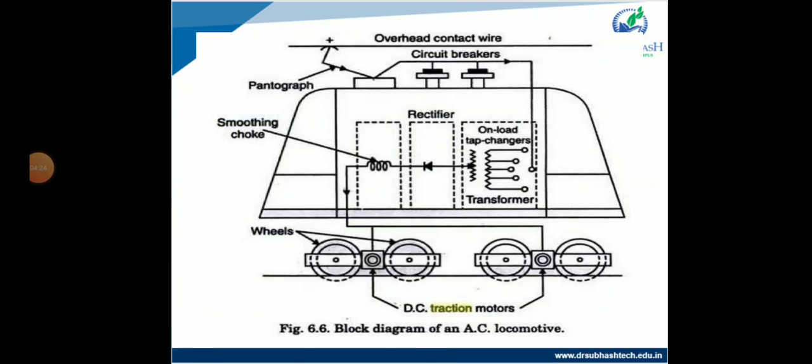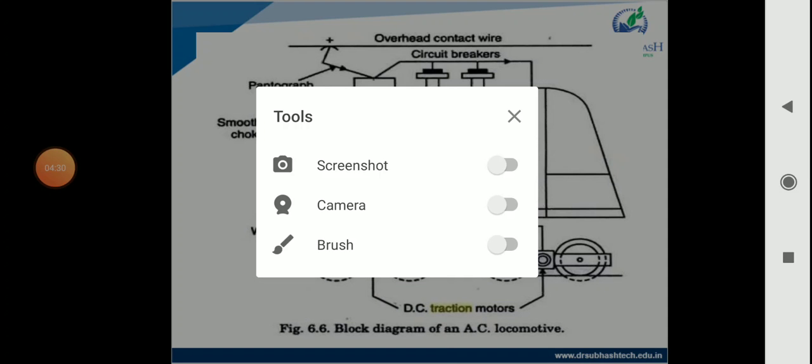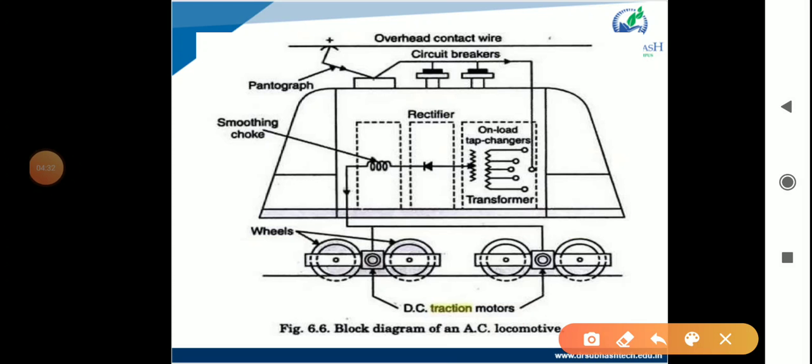This is the block diagram of an AC locomotive. The overhead conductor wire, we use a brush for it. This is the overhead conductor wire, then it is given to the pantograph. This is the current collector, and for safety purposes it uses a circuit breaker, and then the supply is given to the rectifier.